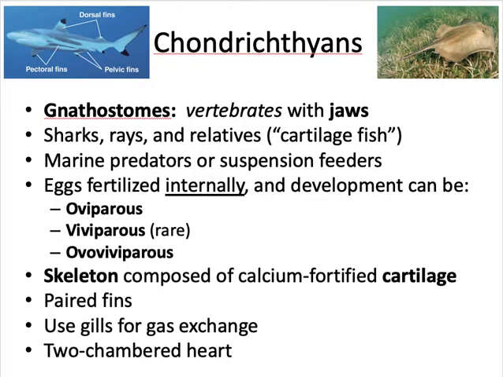All right. So now we're going to move on to the Chondrichthyans. The Chondrichthyans include the sharks and rays and relatives. On our phylogenetic tree, Chondrichthyans are the first of the gnathostomes, which means these are the first vertebrate lineage that will have jaws. So gnathostomes are vertebrates that have jaws, and this is a very important adaptation because jaws allow animals to ingest food that's bigger than its mouth. So you can feed on larger prey.